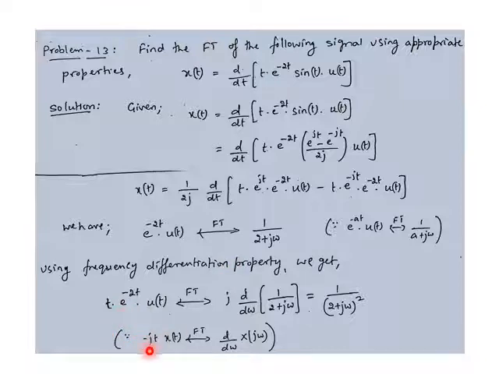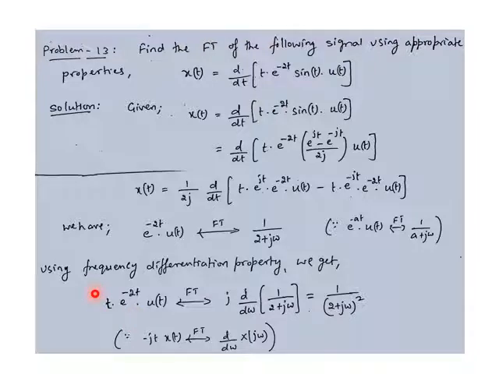The definition for the frequency differentiation property is: minus jt into x of t, its Fourier transform should be d by d omega of X of j omega. So for frequency differentiation, the inverse Fourier transform should be minus jt into x of t. With respect to the given equation, I will consider e to the power minus 2t into u of t as x of t, and I will take minus j to the other side. Only t is written because this is t into e to the power minus 2t into u of t. Later I will include the term e to the power jt also, but for now t into e to the power minus 2t into u of t.